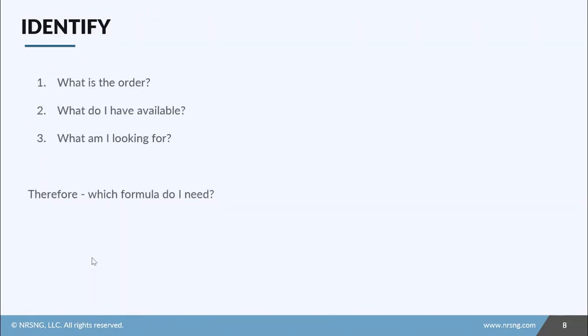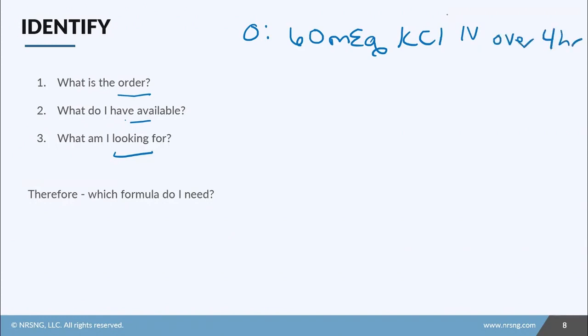Okay, so step 1 is identify. This is all about identifying your variables. What are you working with? What are you looking for? What's the order? What do you have available? And based on all of that, you can decide what formula to use. So here's our example. The provider has ordered for you to administer 60 milliequivalents of potassium chloride IV over 4 hours. The bags from the pharmacy contain 100 milliequivalents in 1 liter. What rate should you set the IV pump at?